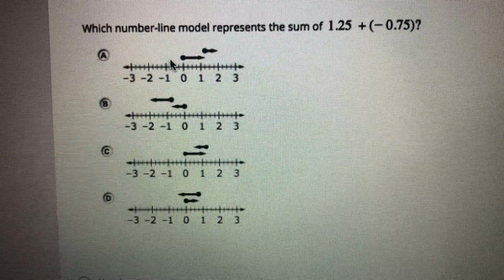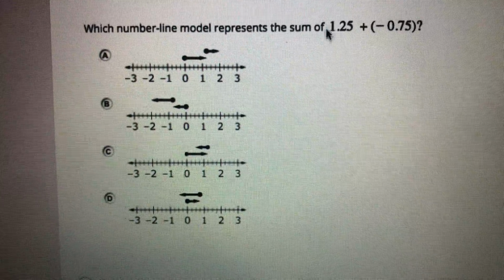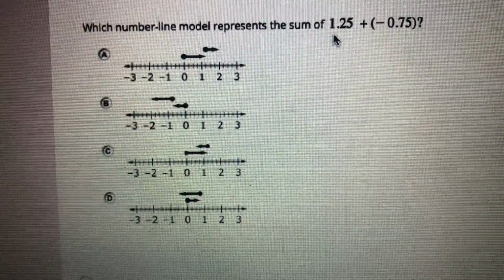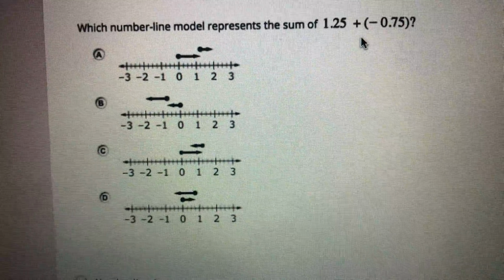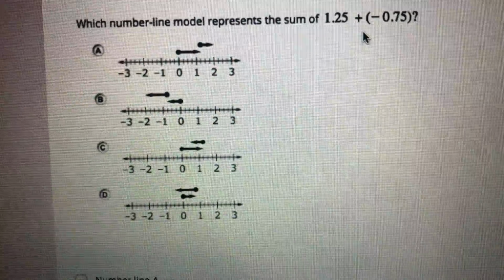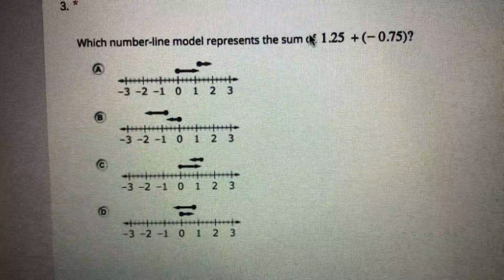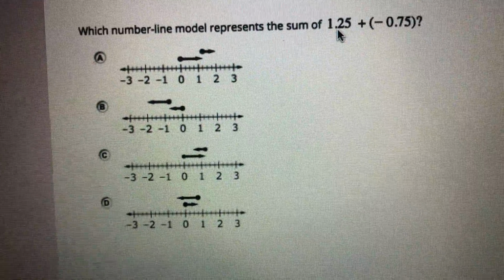right? So here I know that my number line has to be moving to the right, and if it's negative, that means you're moving to the left of the number line, right? You're decreasing if you move to the left. If you move to the right, you're increasing.